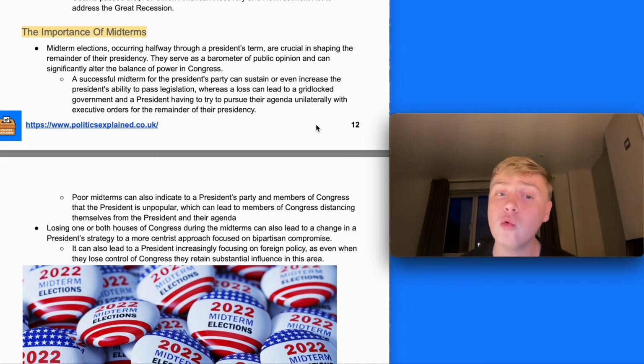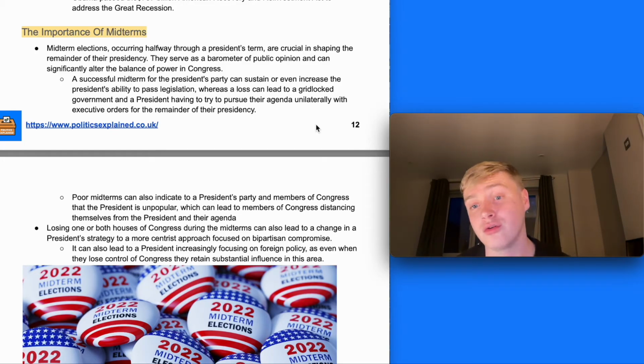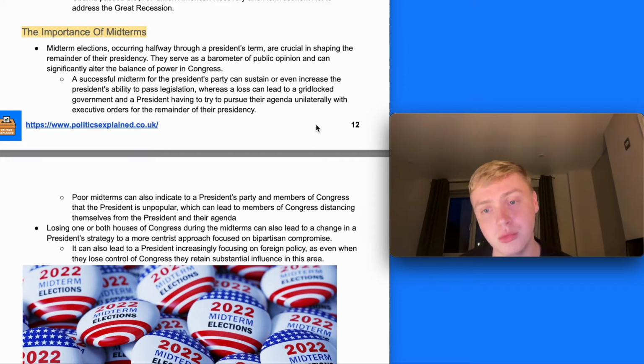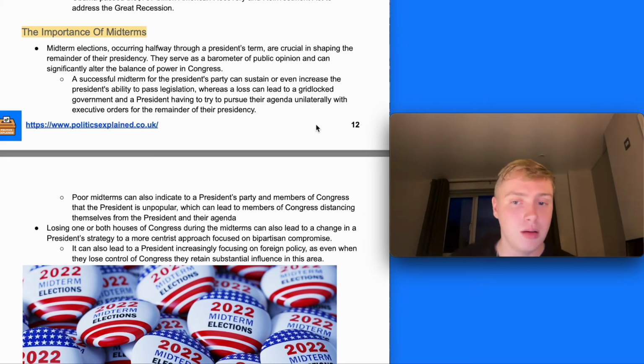And poor midterms can also indicate to a president's party and members of Congress that the president is unpopular, which can lead members of Congress to distance themselves from the president and their agenda. And crucially, as I kind of mentioned, if you lose one House of Congress during the midterms, which often happens, you go into divided government, and you often then have to move to a more bipartisan approach rather than trying to kind of pass your legislation just with support from your own party.